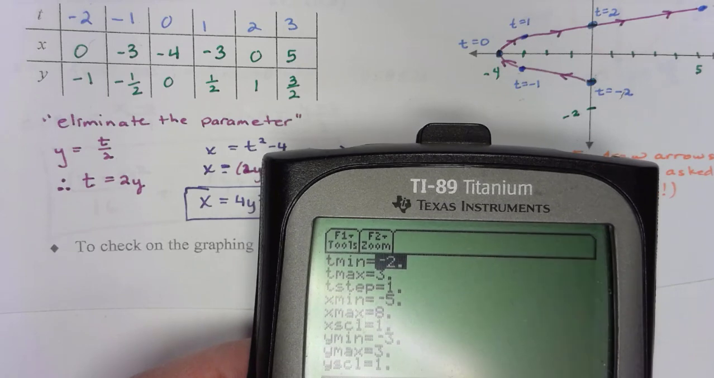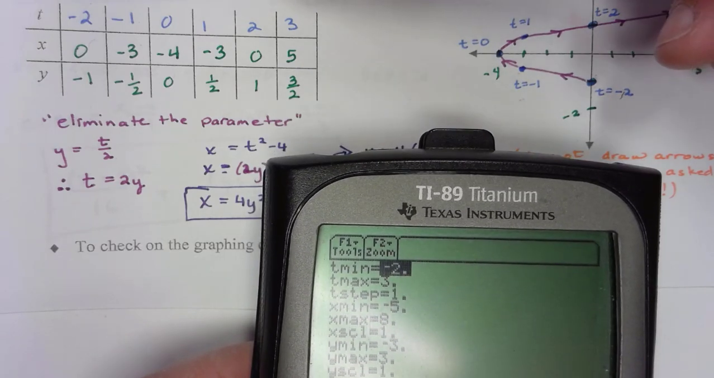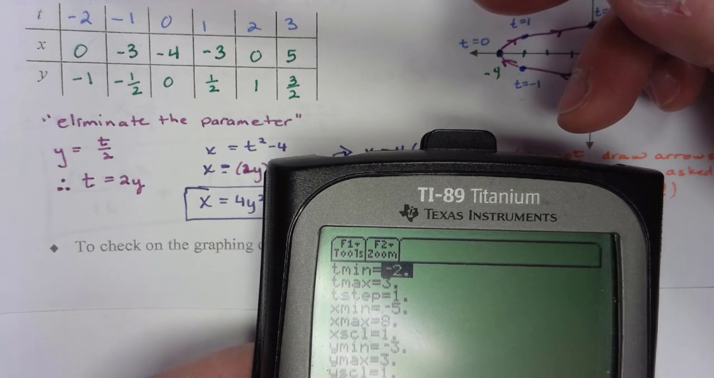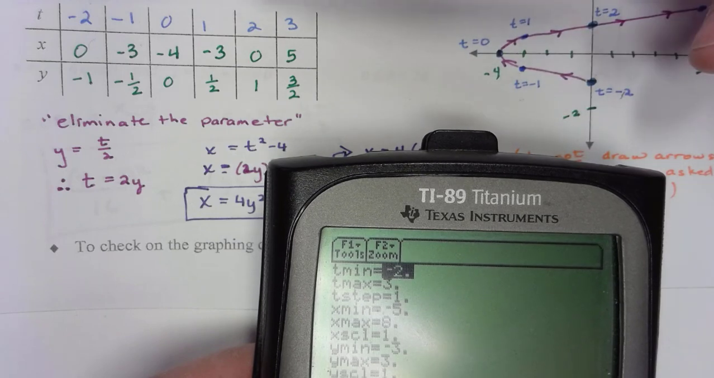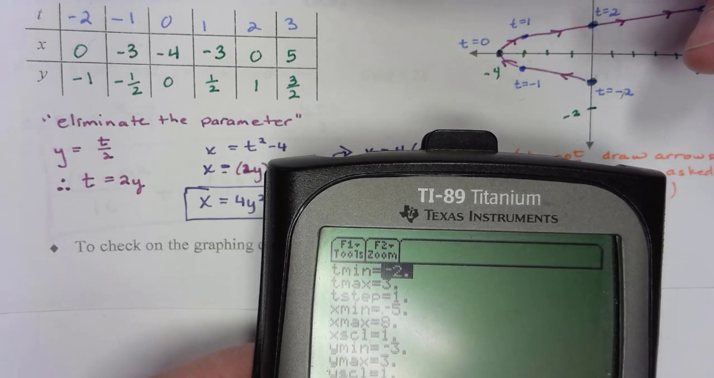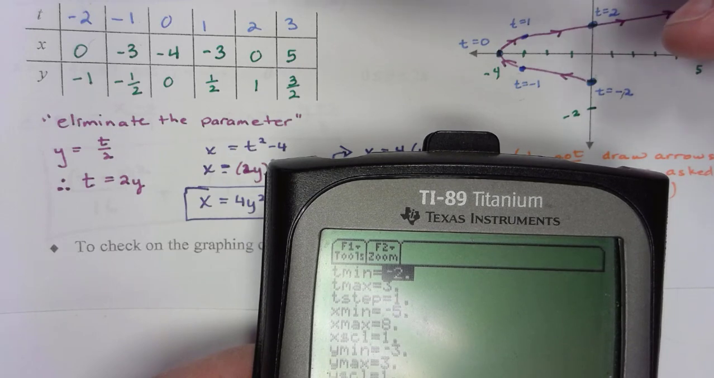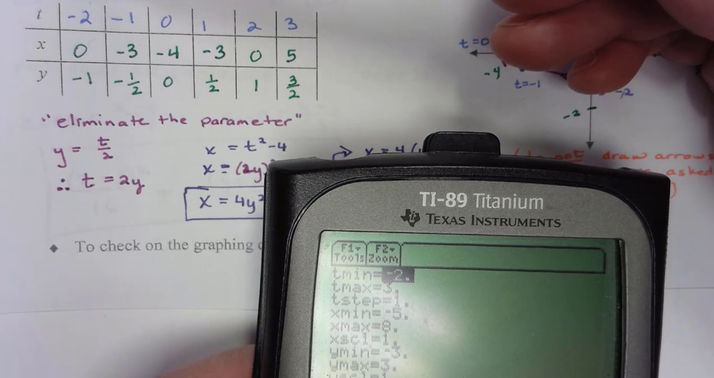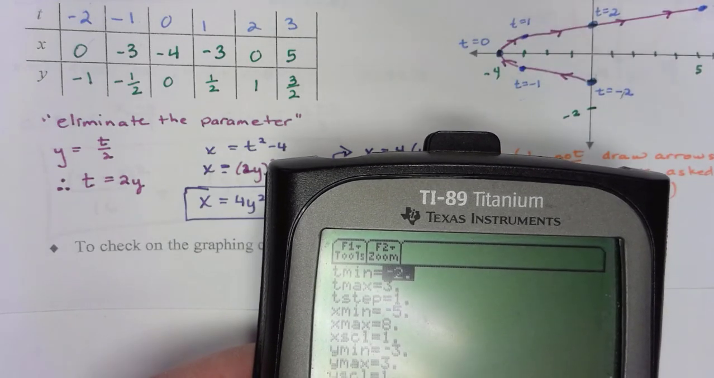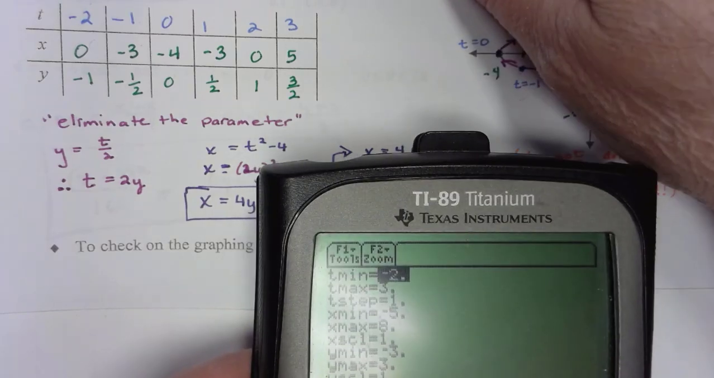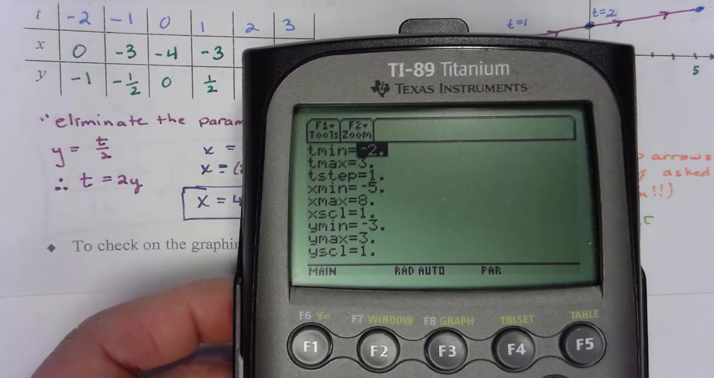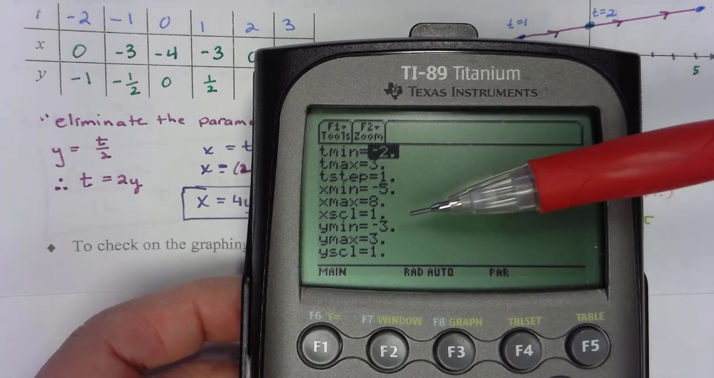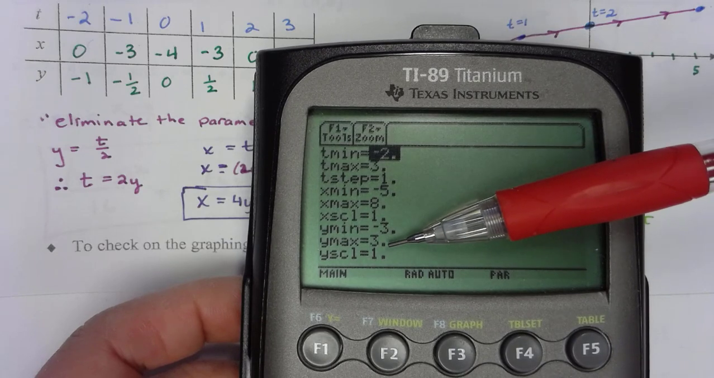And I want to figure out what my window needs to be. If t is -2, substituting that into here, -2 squared is 4, minus 4 is 0. But I need to know when y is 0, and I need to know how far we're going to go. Well, when t is 0, my x is -4. So the farthest left I'm going to be is -4, right? So I'm going to go to -5. So I'm going to let my x minimum be -5, max be 8. My scale is 1 unit. I'm going to let my y minimum be -3 and max be 3.